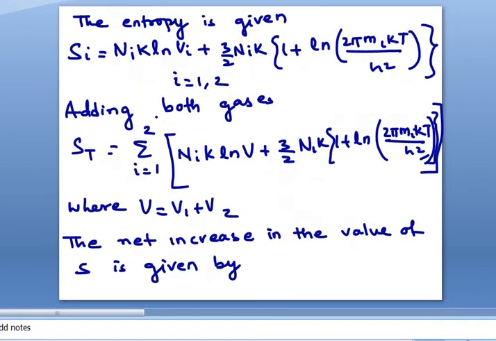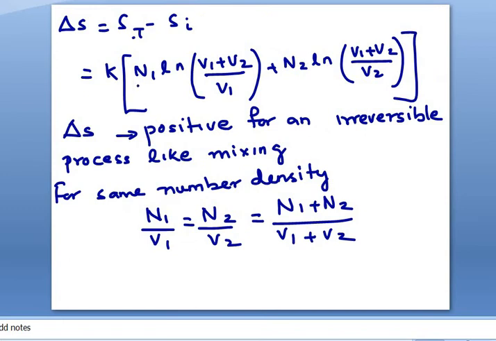there is a difference. In the first term, here it is ln v1, there it will be ln v2, and here it is ln v. So v1 plus v is v1 plus v2. So ln v1 plus v2 minus ln v1 minus ln v2. So this comes out to be k n1 ln (v1 plus v2)/v1 plus n2 ln (v1 plus v2)/v2. So this expression you will get finally, which is the change in entropy.